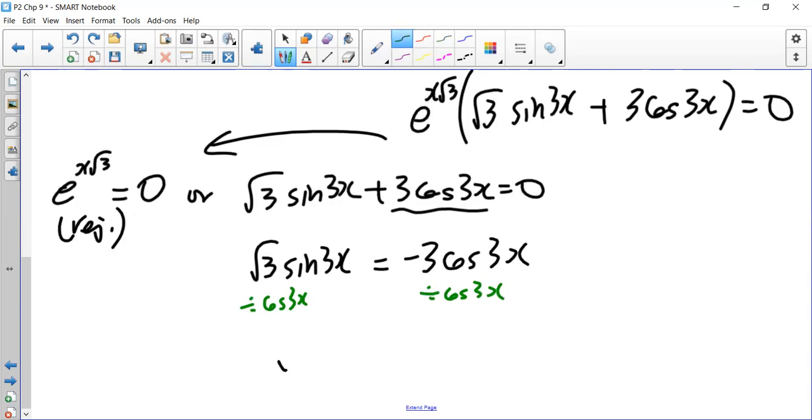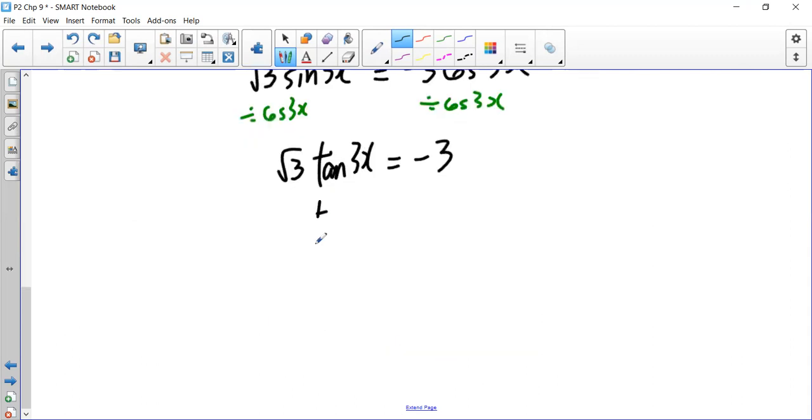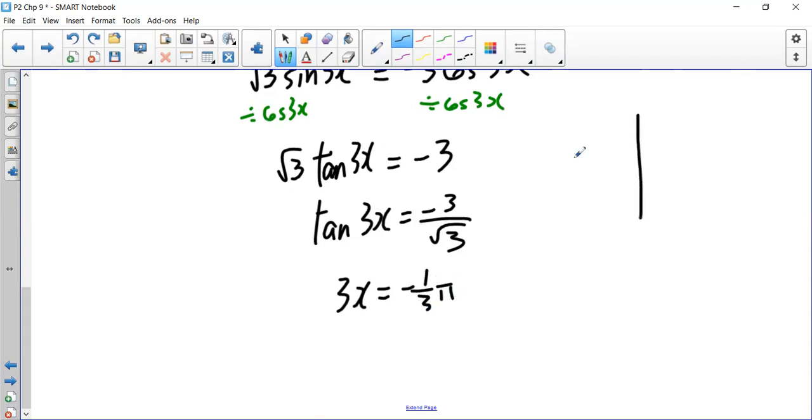And that will give me root 3 tan 3x, because sine 3x over cos 3x is tan 3x. On the right hand side, you get negative 3. Divide the root 3 over. Then if I do inverse tan in the calculator of negative 3 over root 3, I get negative a third pi.